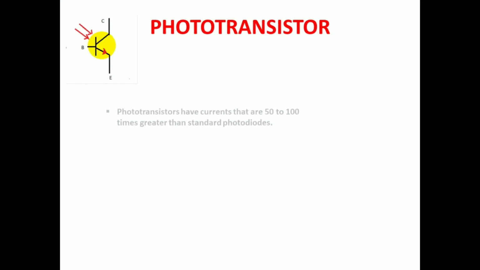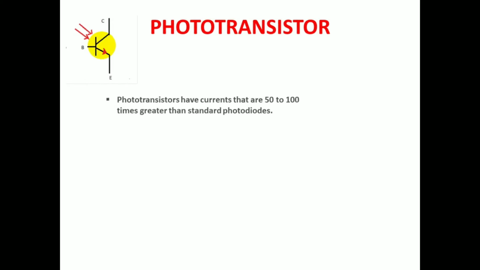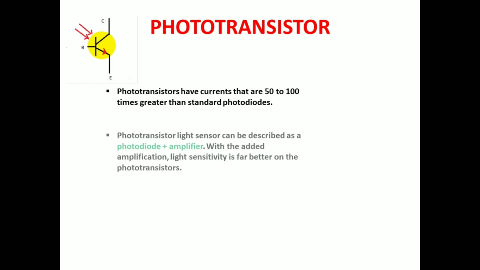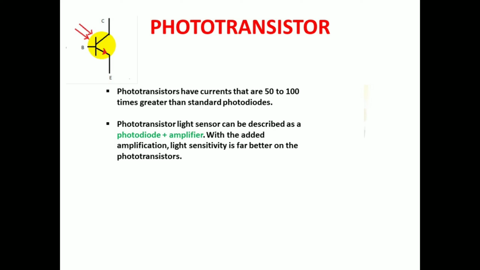A phototransistor light sensor can be described as a photodiode plus amplifier. With added amplification, light sensitivity is far better on phototransistors. They are used in compact disc players, smoke detectors, lasers, punch card readers, security systems, encoders, etc.